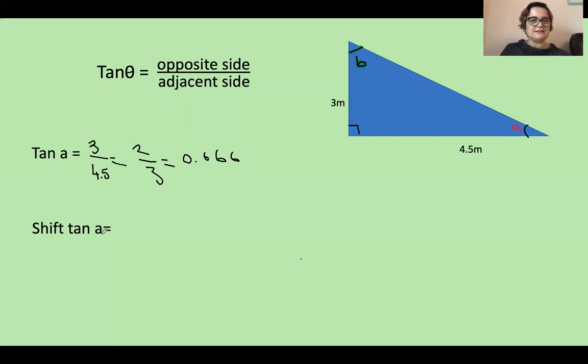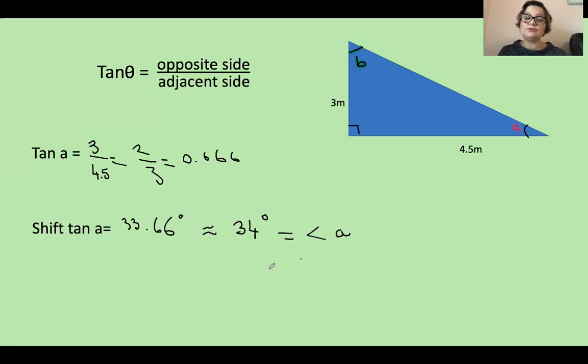So shift tan A is 33.66 or 34 degrees. It depends on how the problem wants the answer to be. If it's to 3 significant figures, then the answer is going to be 33.7. If it's to 2 significant figures, then the answer is going to be 34 degrees. So angle A, this is the side of angle A.